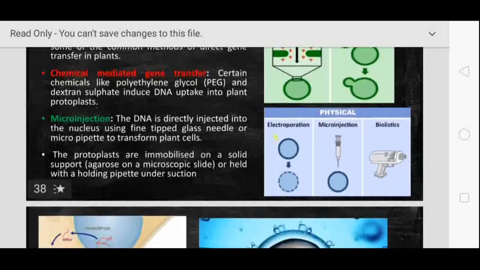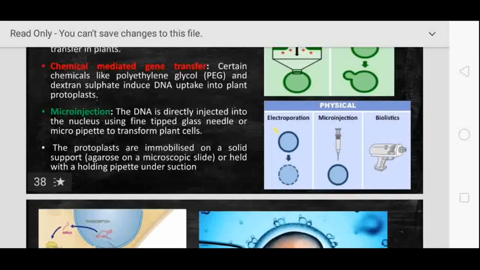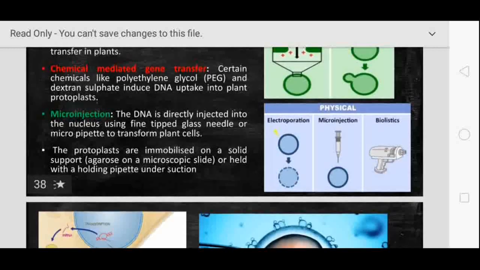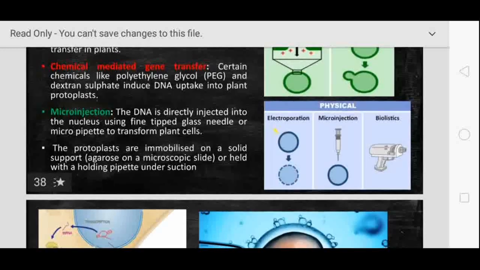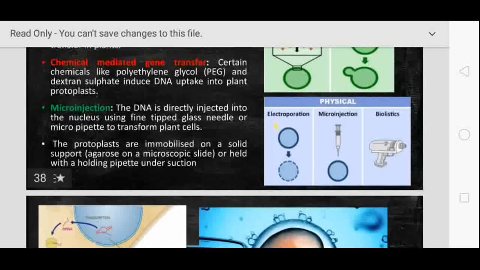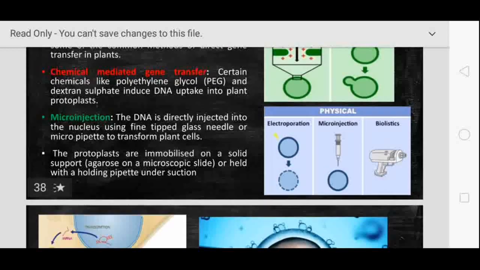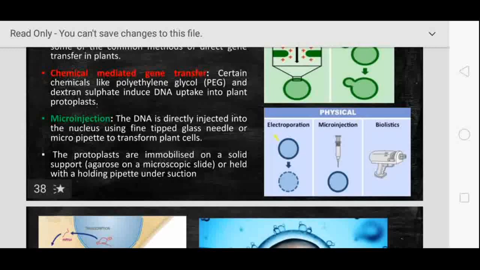And next is called microinjection. Here the DNA is directly injected into the nucleus with a fine tipped glass needle or micropipette, which is helpful for transforming the plant cells. Here the protoplasts are immobilized on a solid support called agarose gel material. Whatever gene of interest is transferred into the plant cell should first be added with some agarose or chemical substances so that it is easily bound by the injection particles. With the help of micro needles, we are directly injecting into the host organism.